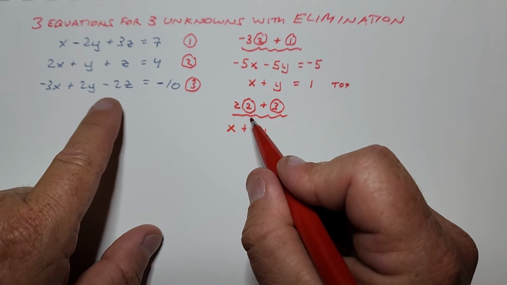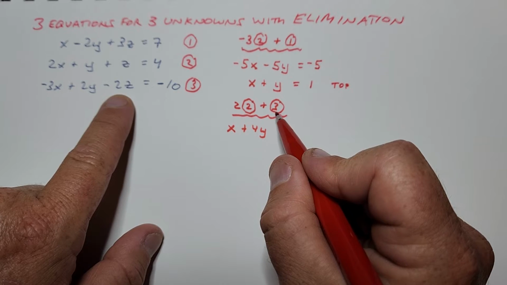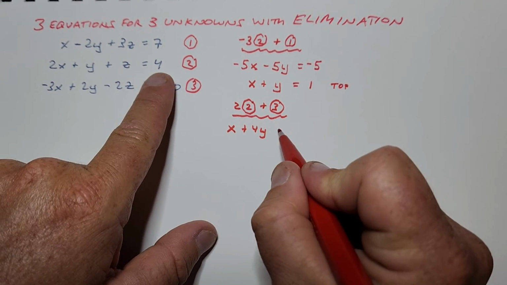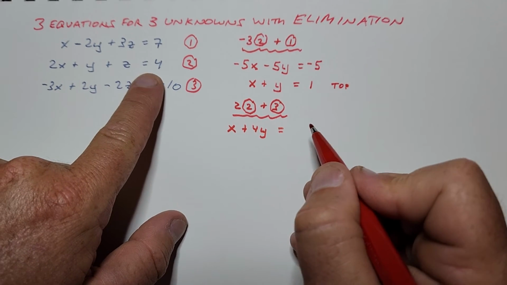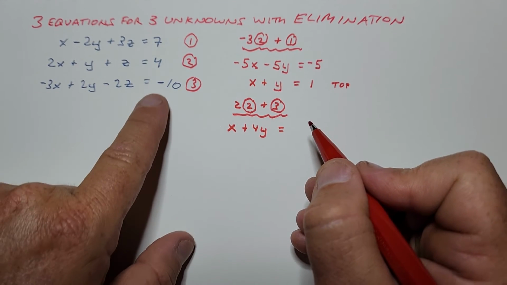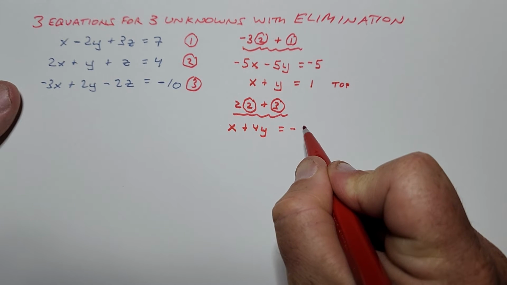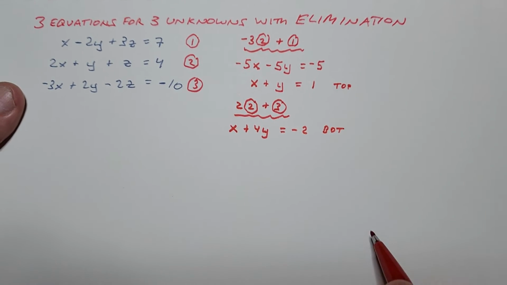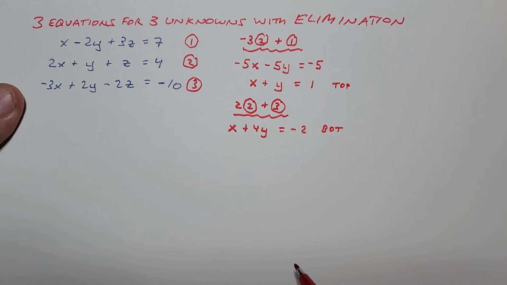2z plus a negative 2z would go away. So the z has been eliminated. And then finally, we'll do the constants on the other side here. 2 times 4 would be 8. And then 8 minus 10 will get you a negative 2. And so I'm going to call that equation the bottom equation. So you have the top equation and the bottom equation.